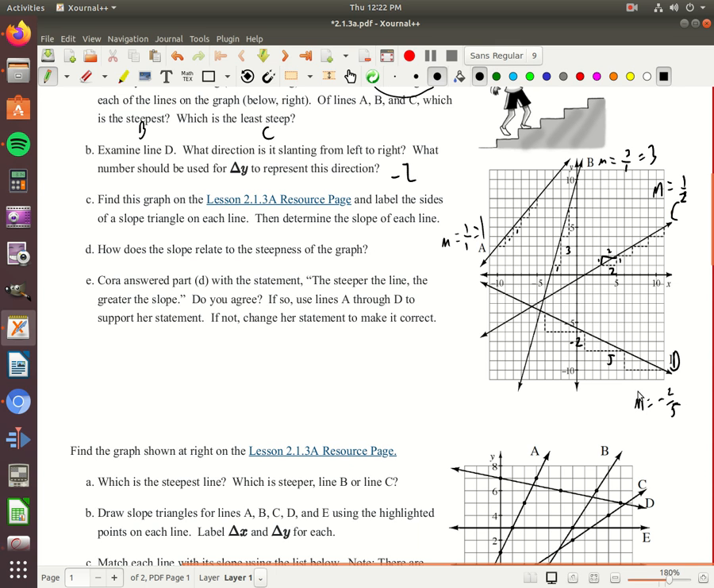And obviously, a negative means it goes down. So Cora answered part D with the statement, the steeper the line, the greater the slope. Do you agree? Yeah, I would say kind of the absolute value, right?